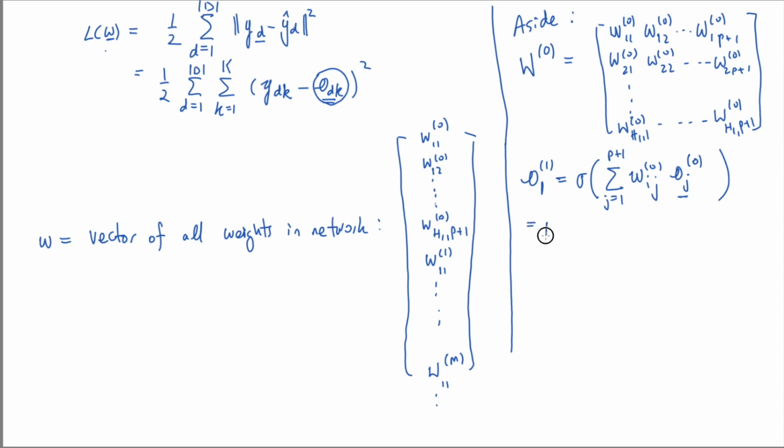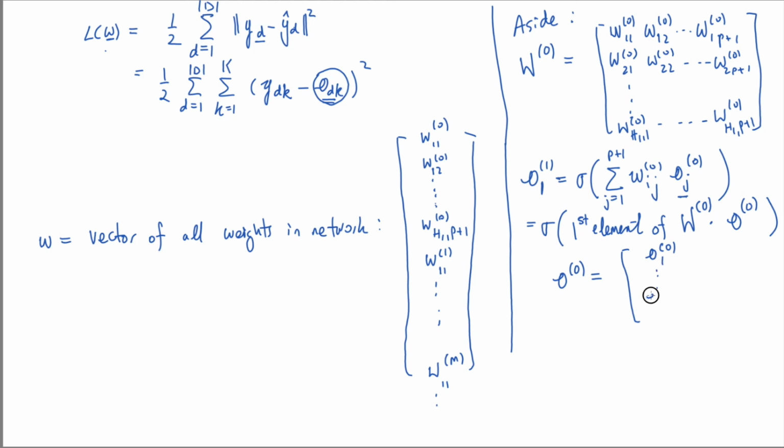Well, this is the sigmoid of the first element of the matrix product W0 times the vector output 0, where output 0 is just all the output elements of the zeroth input and 1 at the bottom.